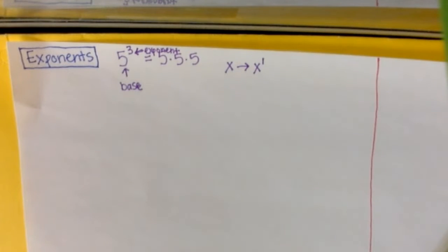So what are we going to do here? How would I simplify a to the 8th times a to the 9th? What would I do, or what would my answer be? You add the exponents. Perfect. So I'm going to put that in my directions underneath. I'm going to add the exponents.